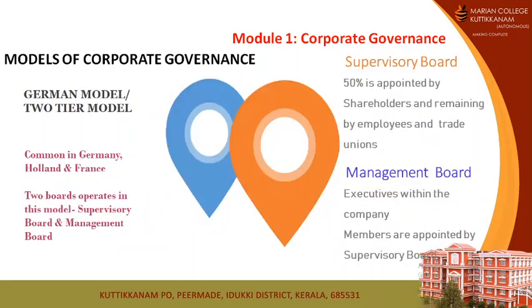The second model is the German model. Countries like Germany, Holland, and France follow this system of corporate governance. It is also known as the two-tier board model because there are two boards that operate in this model. That is the Supervisory Board and the Management Board. 50% of the members in the Supervisory Board are appointed by shareholders and the remaining 50% by employees and trade unions. The Management Board consists of the executives within the company and these members are appointed by the members of the Supervisory Board.